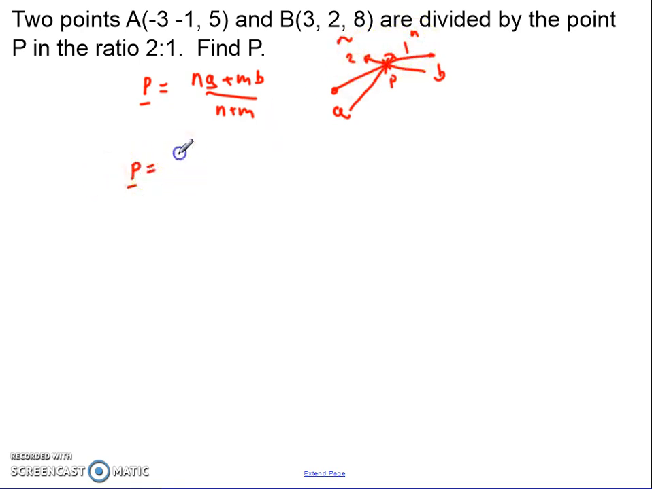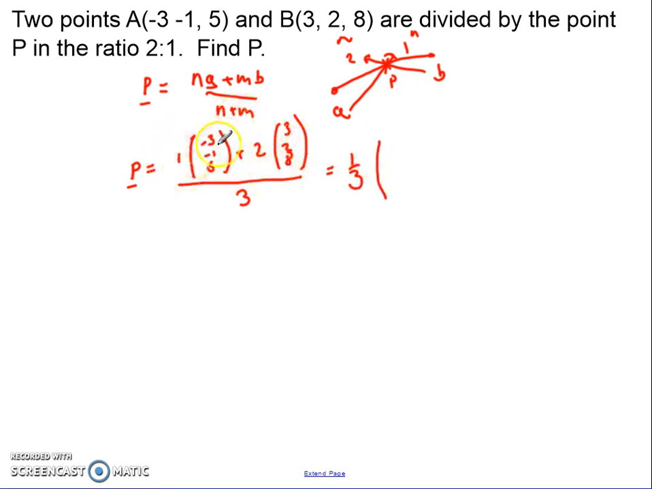Substitute all of that into your formula, and you get 1 times the A, which is given by this, (-3, -1, 5), plus m, which is 2 times the B, given by this, (3, 2, 8), and that's all divided by n plus m, which is 3. So that's going to be the equivalent of 1/3 times all of this put together. So 1 times that is just this vector, plus twice this: -3 plus 2 times 3 gives me 3, -1 plus 2 times 2 gives me 3, and 5 plus 2 times 8, well, 2 eights are 16, 5 plus 16 is 21.